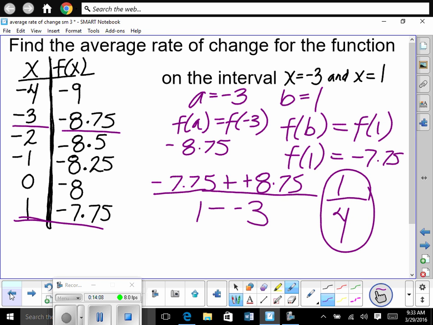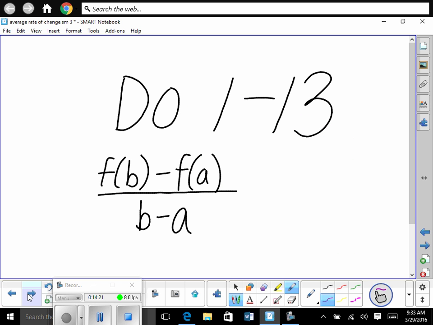It's really, I couldn't have seen it without doing the formula. On average, there was a change of 1/4. Yeah, you can kind of see it. But it's on average, remember. It's not constant. Okay. Yeah, good question. Okay, so 1 through 13. You might need a separate sheet of paper.